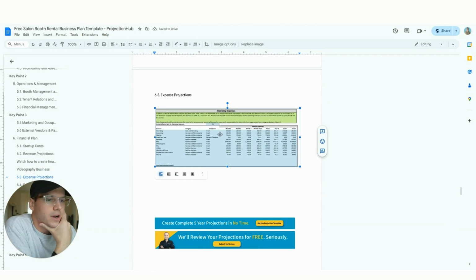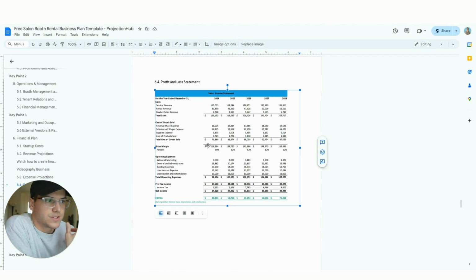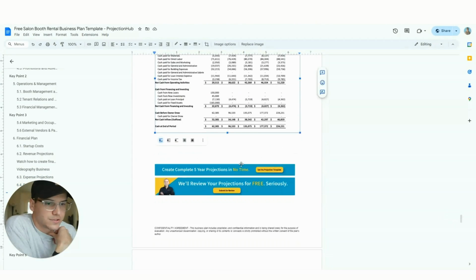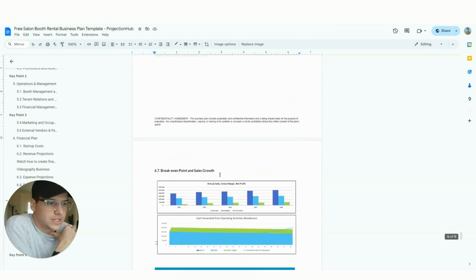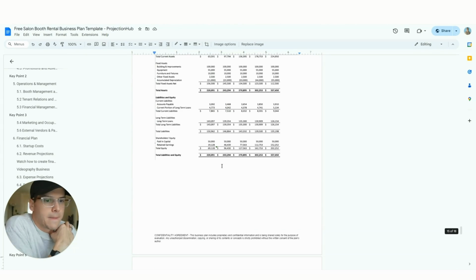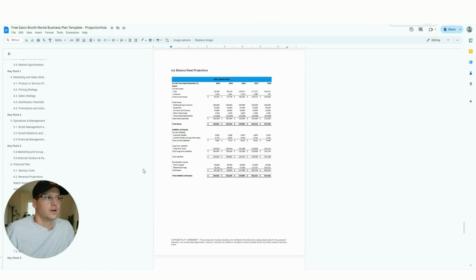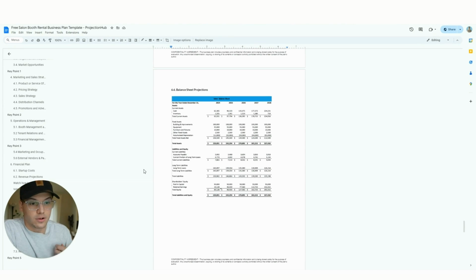Then we've got our operating expenses, so like our monthly overhead recurring expenses. And then we've got our 5-year financial statements for our profit and loss, cash flow projections, balance sheet, break-even point, and sales growth. So this is a lot of times the point in a business plan where startups or founders start to get a little overwhelmed or maybe confused.